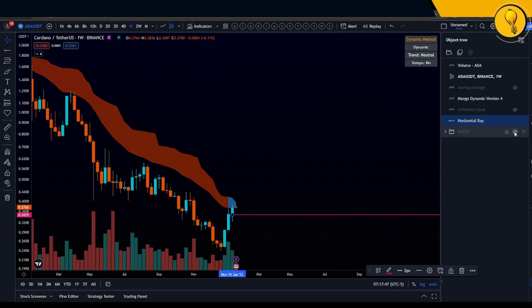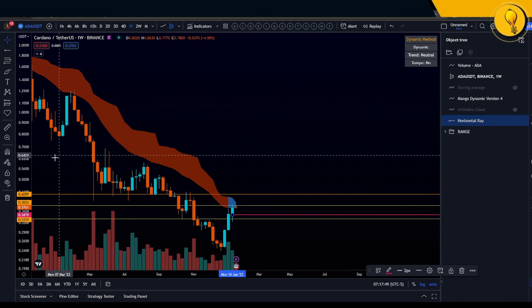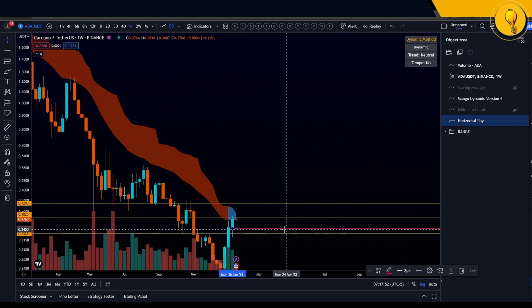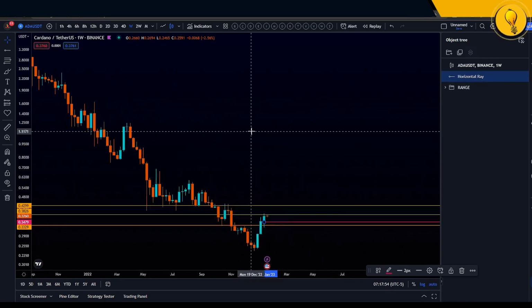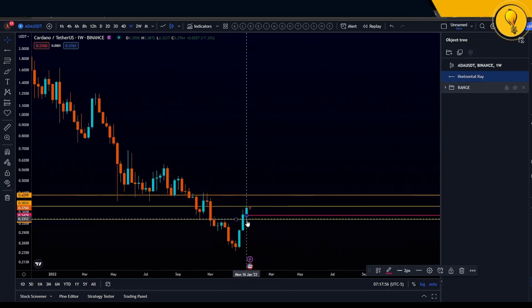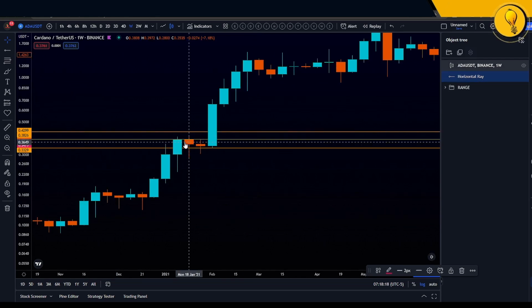But in addition to that, if I go ahead and put on my horizontals of support and resistance, which have been derived, of course, from historic price action, you'll see that we're currently up against resistance at around 38 cents. But this was resistance even back during the bull market phase of 2021.